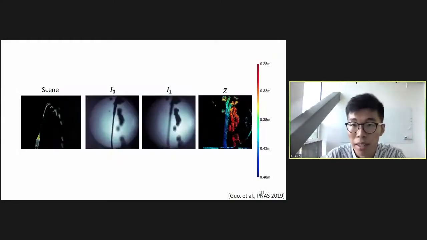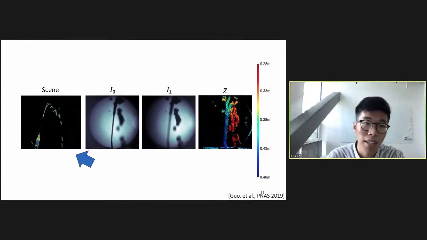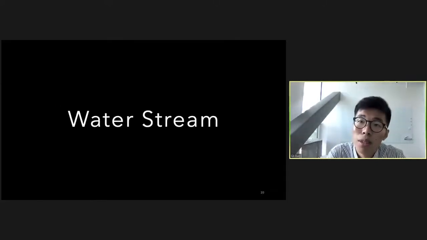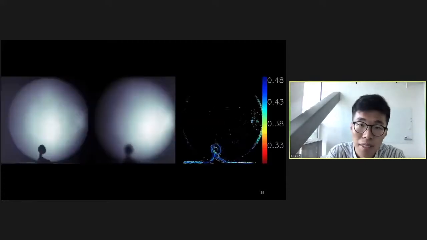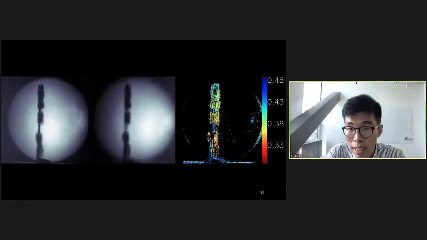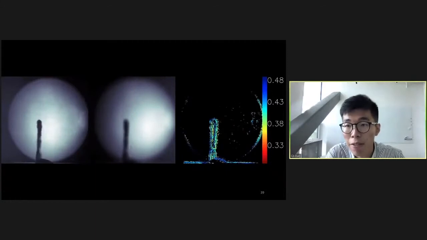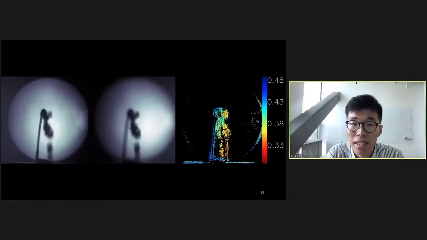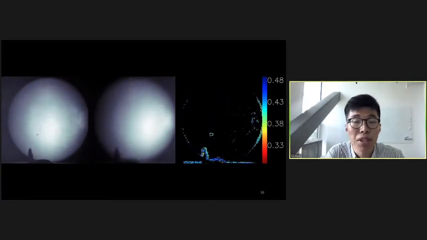This is a depth map of a water stream ejected from the needle to the sensor. The sensor is viewing from the front. The water stream goes up and down. So the left part is farther and the right part is closer. And here is a video of it. The water stream is moving very fast. So the capability to estimate depth on a fast-moving scene like this is only possible for a snapshot depth sensor.